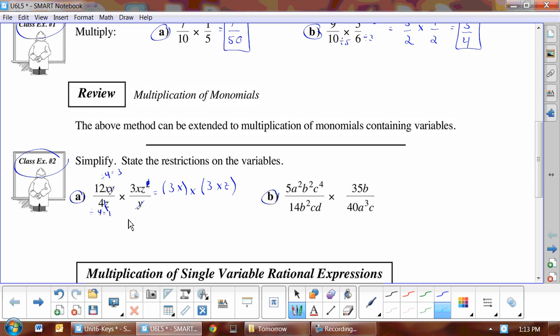Okay. So then we just get to multiply these. So we go, okay, well, our two 3's together gives us 9. And then we have two x's. We get x squared and 1z.